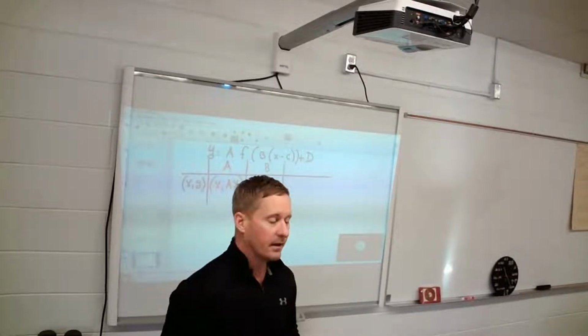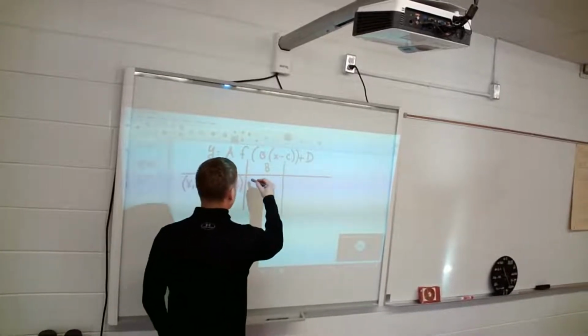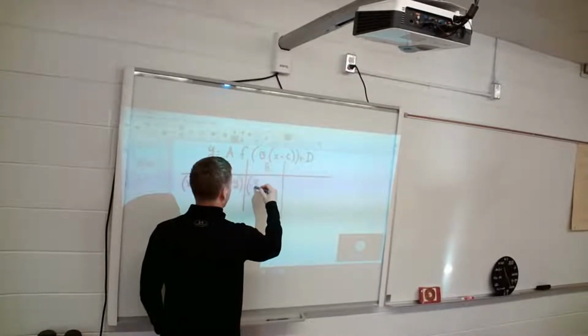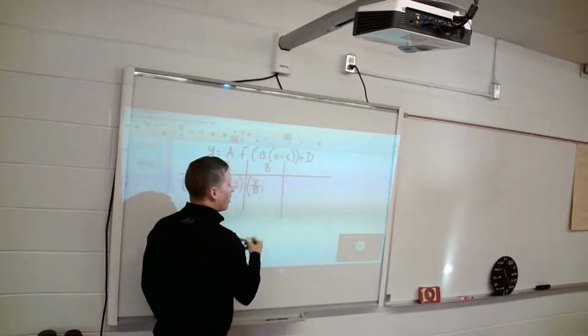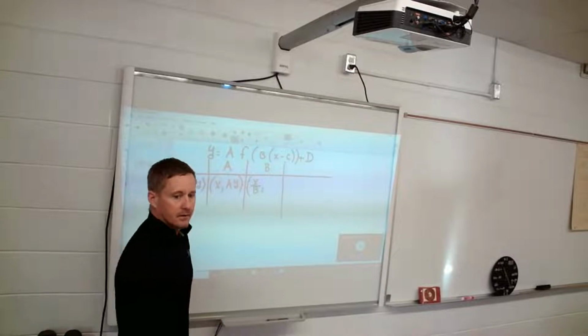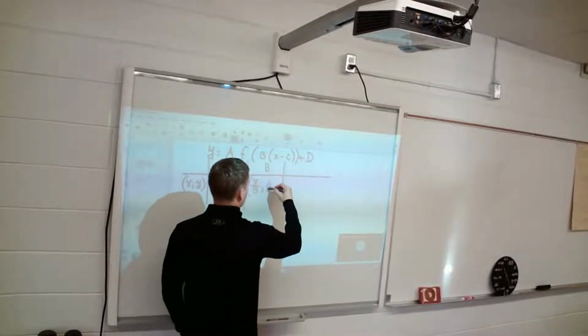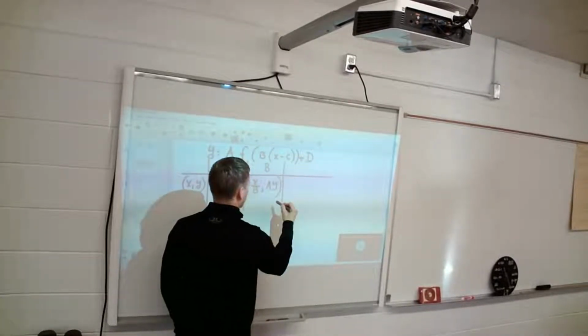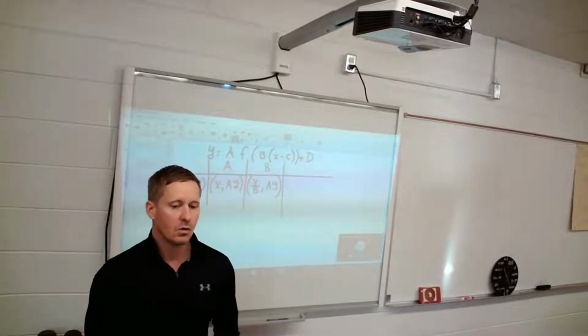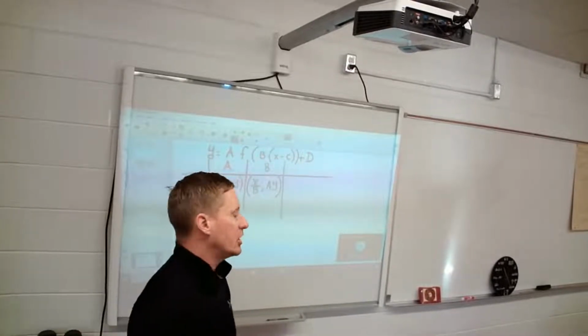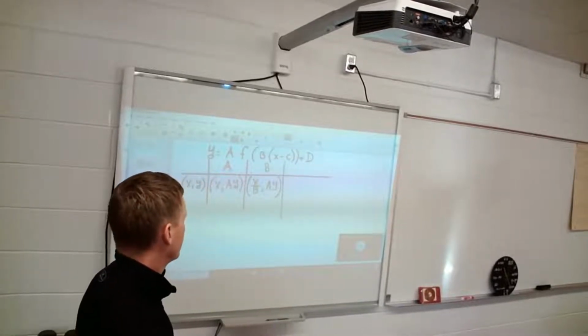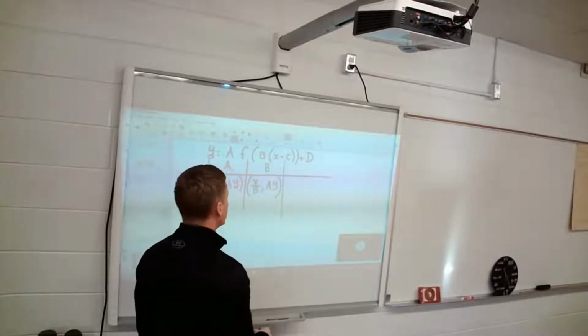You agree? So what I'm actually doing is this. I take my X values and I divide them all by B. I still have a Y here. So what I'm showing you is how I adjust my coordinates for each of these graphs.